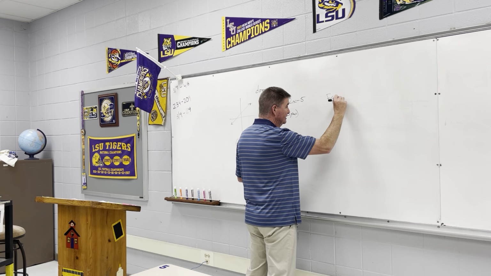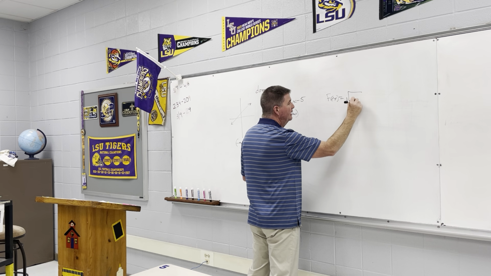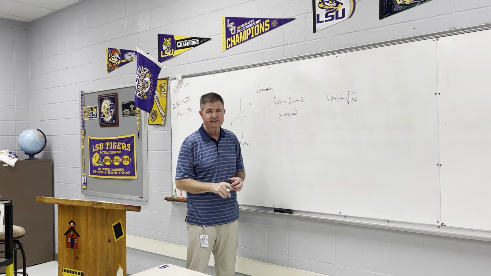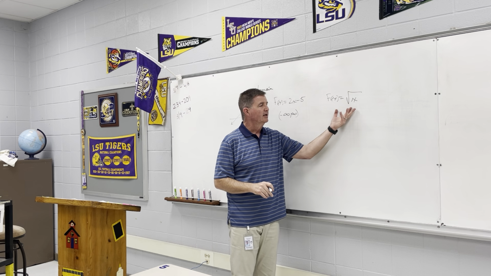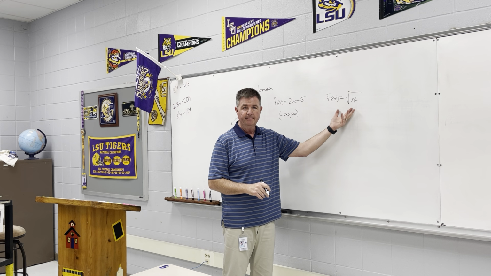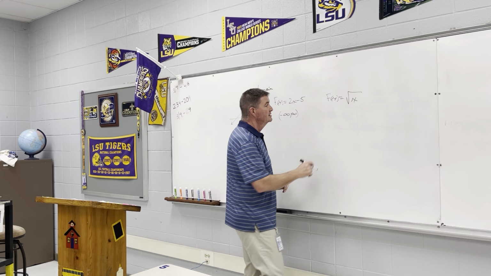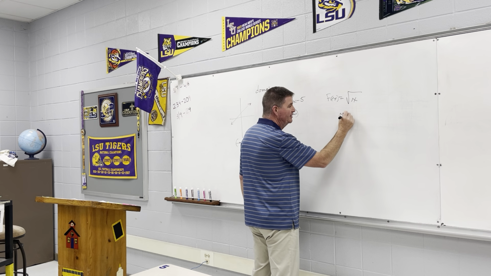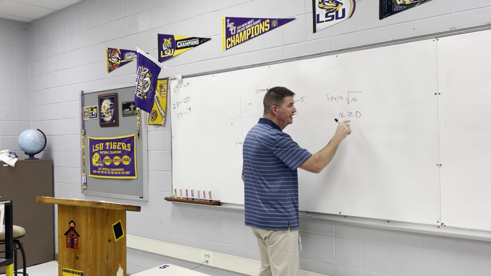f of x is equal to the square root of x. Now for this one here, it can't be everything, because what can a square root not be? A square root cannot be negative. We cannot have a negative square root. So for this one here, we take what's inside the radical and we set it greater than or equal to 0.